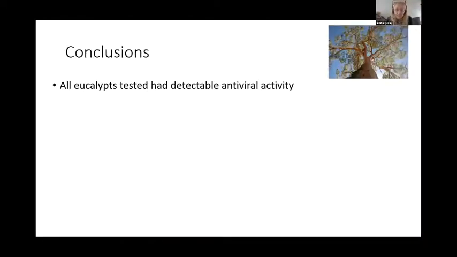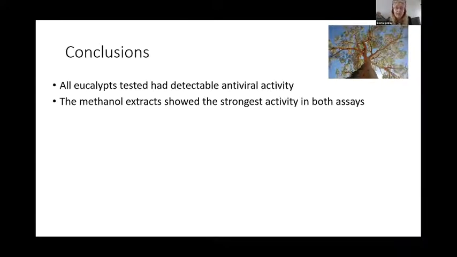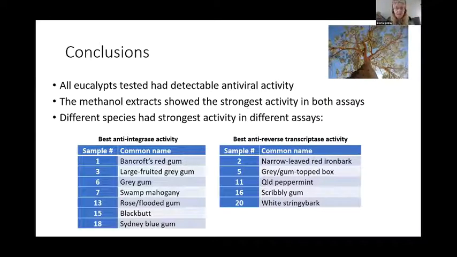So in conclusion, as you may have noticed on those graphs, there were lots of dots in and around that graph. So we actually found that all of our eucalypts had some level of detectable antiviral activity, and that our methanol extract showed the strongest activities for both of the assays that we looked at. So that indicates an extract that we should be following up on in the future, narrowing down our future work. And we did have different species that had the strongest activities in each assay. So this narrows down our big list of 19 down to a smaller list that gives us some future areas to look at.